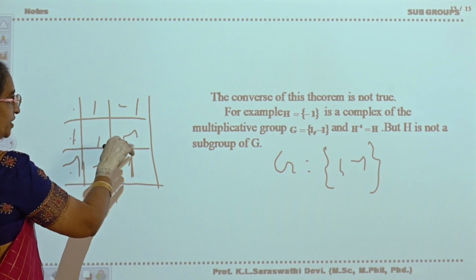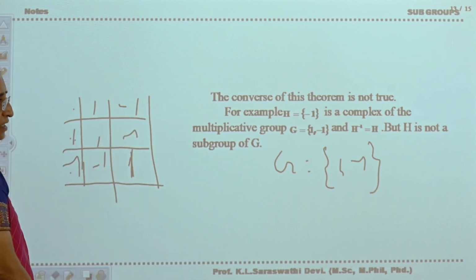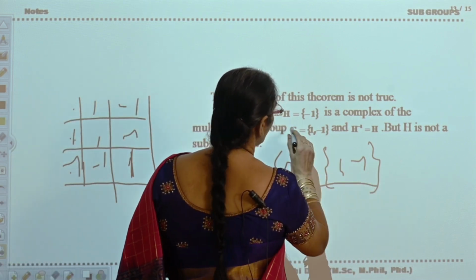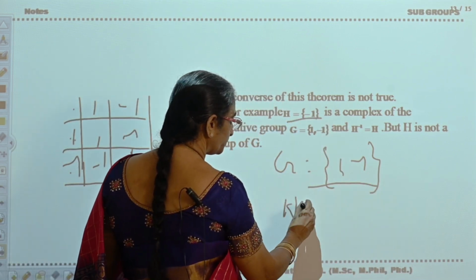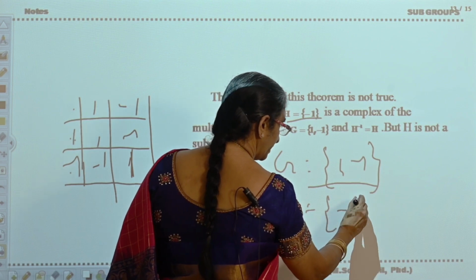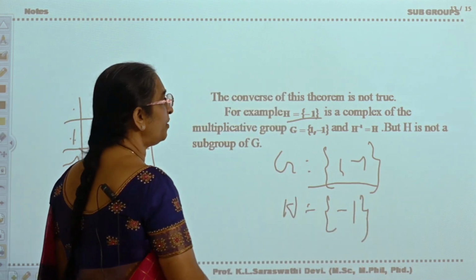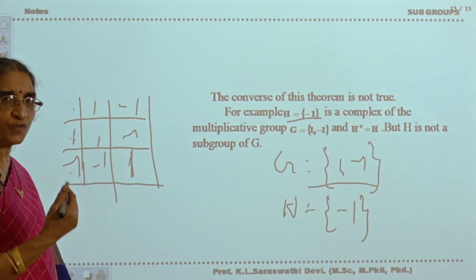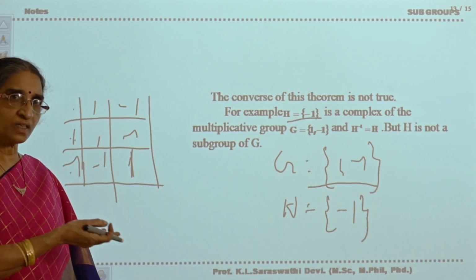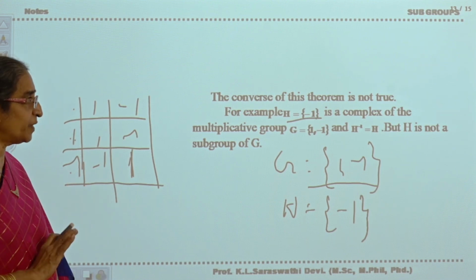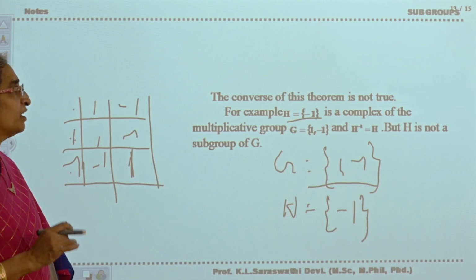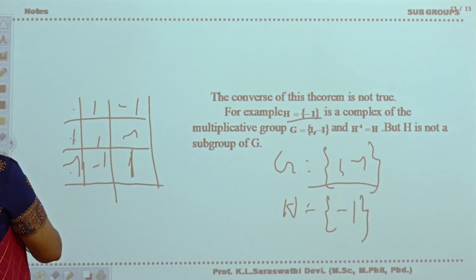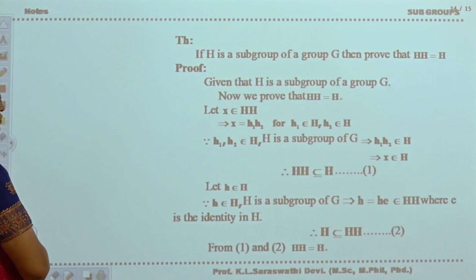If you see, all the entries belong to G, and all the properties are satisfied. Therefore, this is a group with respect to dot. If you take H equal to {minus 1}, it is a complex, but it is not a multiplicative group because minus 1 into minus 1 is plus 1. It is not an element of H. The closure property itself is not satisfied. That means the converse of this theorem is not true. Okay. Now, see the next one.